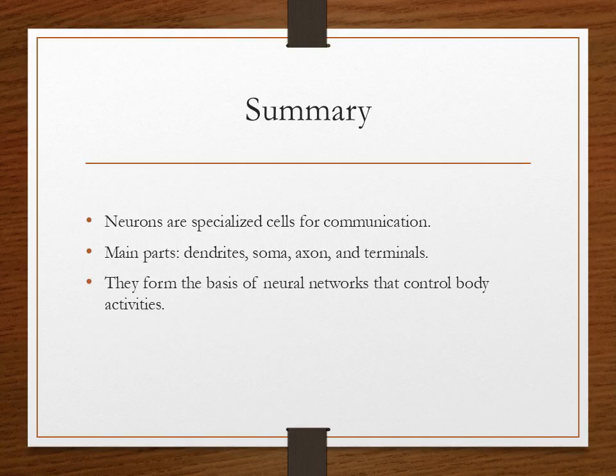To summarize, neurons are specialized cells for communication and have main parts: the dendrites, the soma, the axon, and the terminals. And they form the basis of neural networks that control body activities.